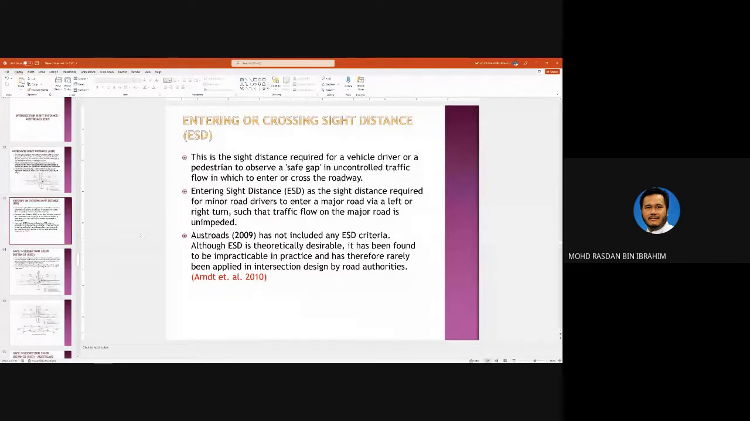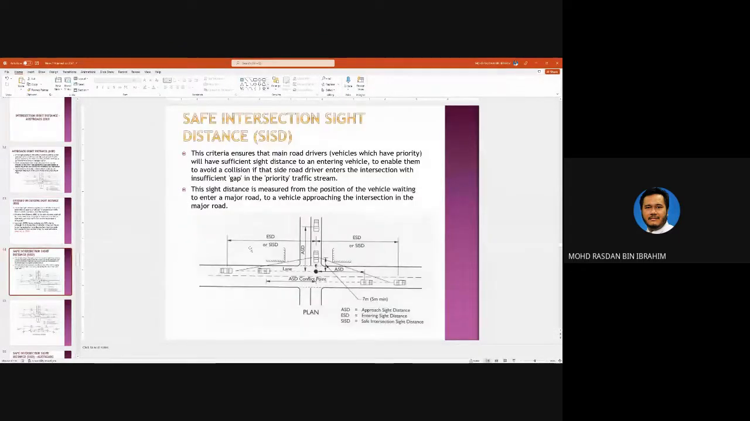Okay. The most important part is this. Safe intersection sight distance. Same thing, the distance is here. Okay. So, main road drivers. Now the main road drivers must be able to see vehicles on the minor road. But for SISD, drivers on the main road will have sufficient sight distance to an entering vehicle here. This guy must be able to see the vehicle waiting at the stop line.